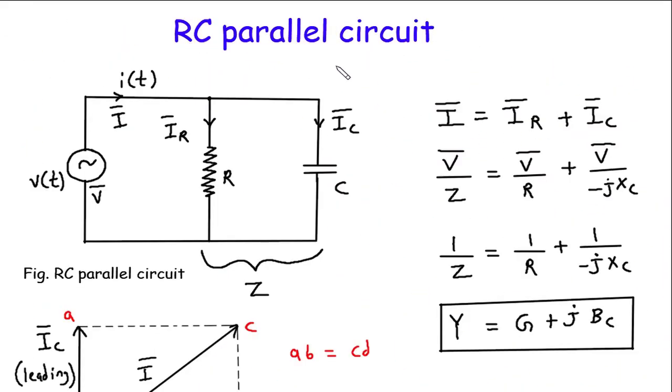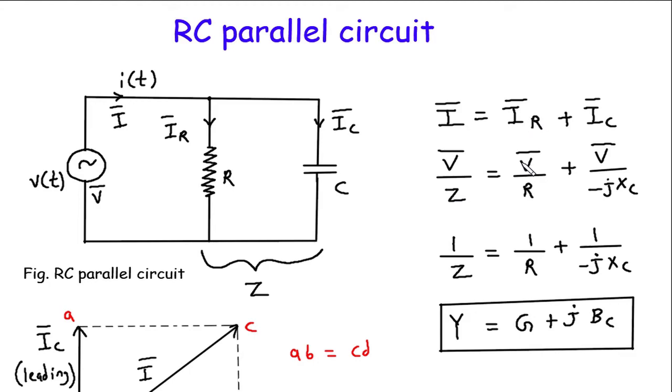RC parallel circuit. This is an RC parallel circuit. Now if we apply KCL at this node, then I phasor is equal to IR phasor plus IC phasor. Since this resistor and capacitor are connected in parallel, the voltage across them will be the same. Also together this resistor and capacitor will have impedance Z. Now from this equation we can say that I is equal to V by Z.